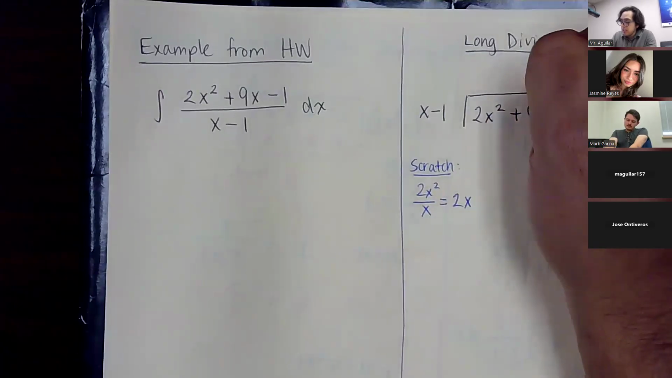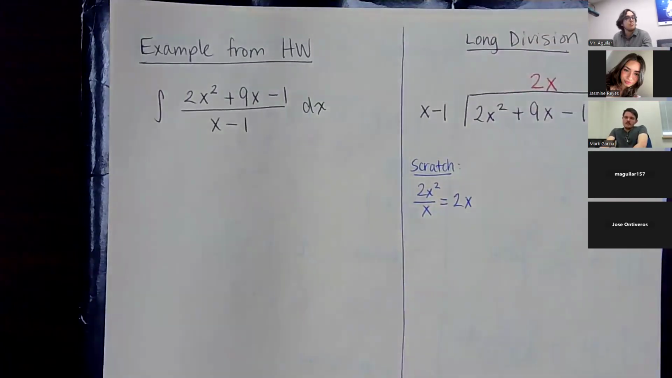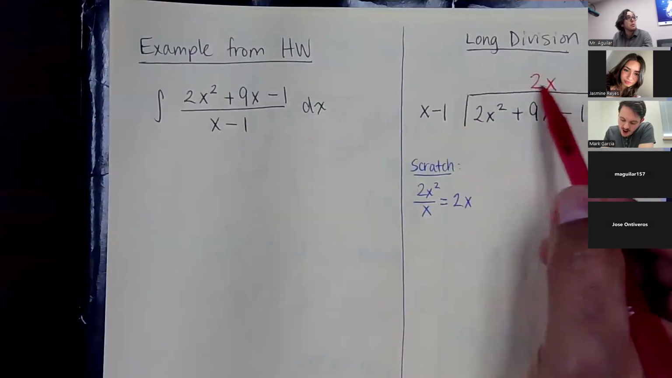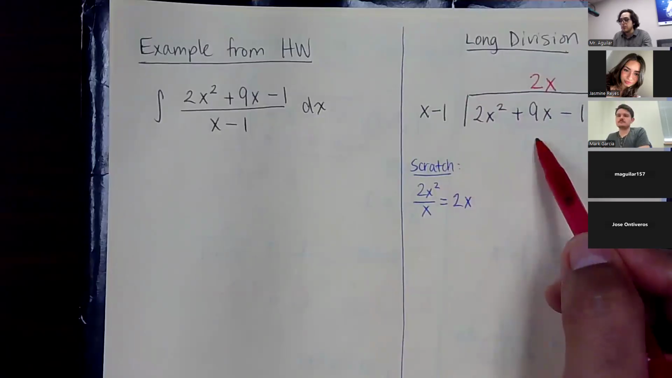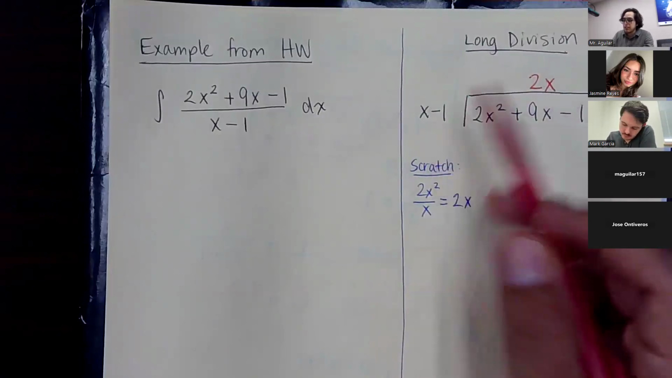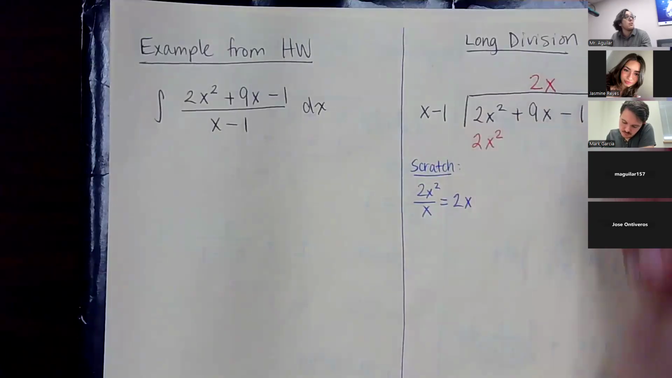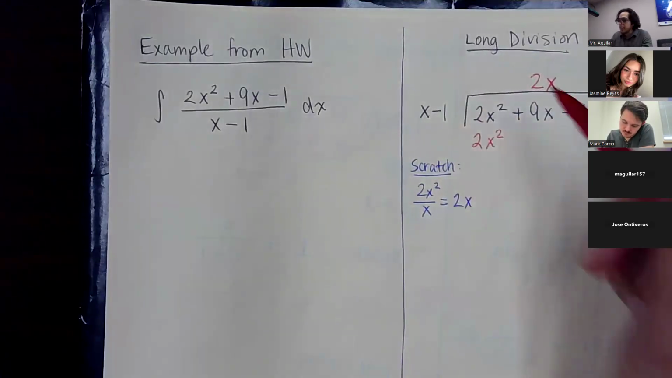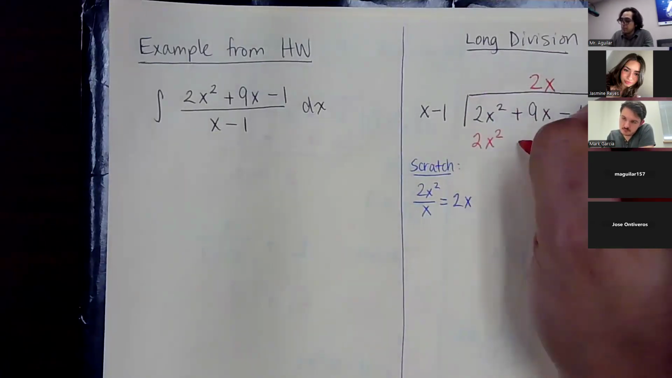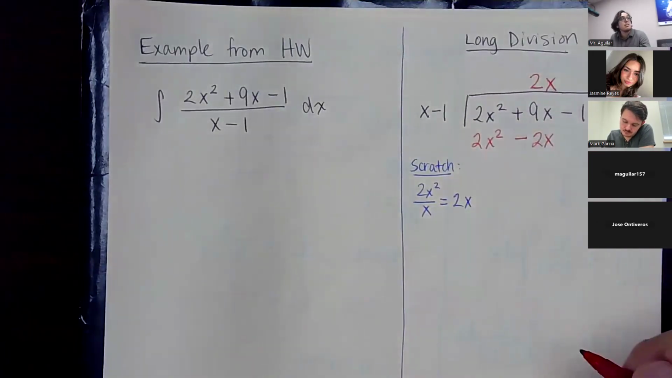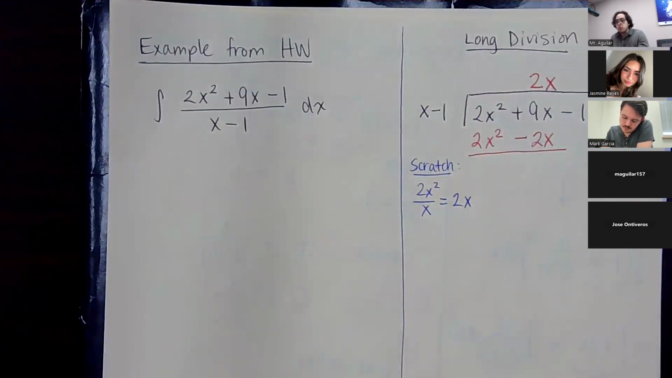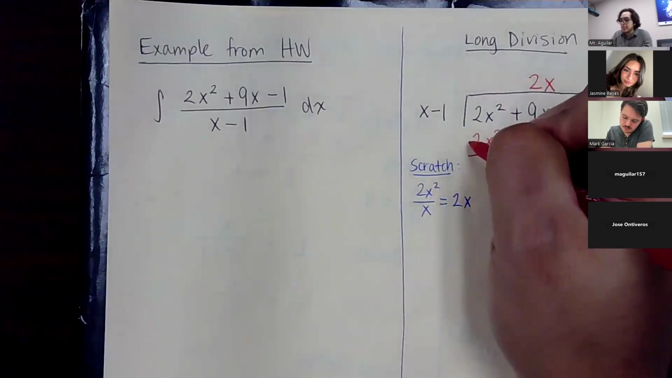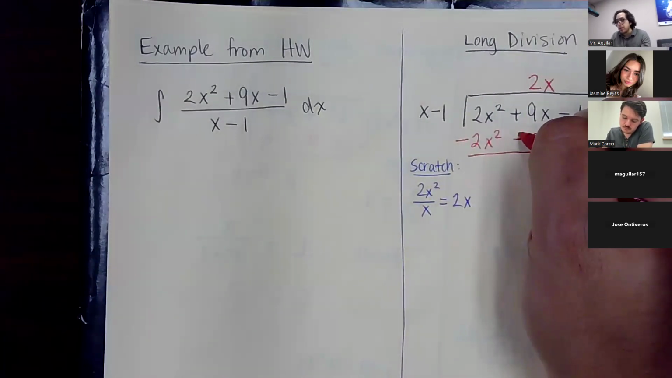So I'm going to put that 2x here in my x column. And then I'm going to take this number here and multiply it by this polynomial on the outside and write my answer down here. So 2x times x is 2x squared. Look at that, they match, right? And then 2x times negative 1 is going to be negative 2x. So we'll put that down. Then just like with regular long division, we're going to subtract these, which means their signs are going to change. So this is going to become negative. This one's going to become positive.